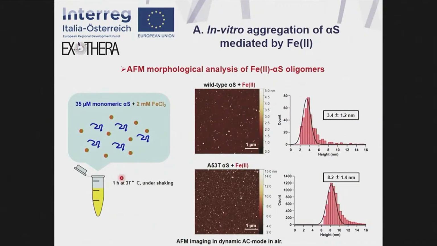We started with an in vitro aggregation assay in order to investigate what iron can do to the structure of the protein. We found an early stage oligomerization of both proteins, with a greater propensity for the mutated species, both in terms of the number of particles that we found and also the dimensions of these particles.